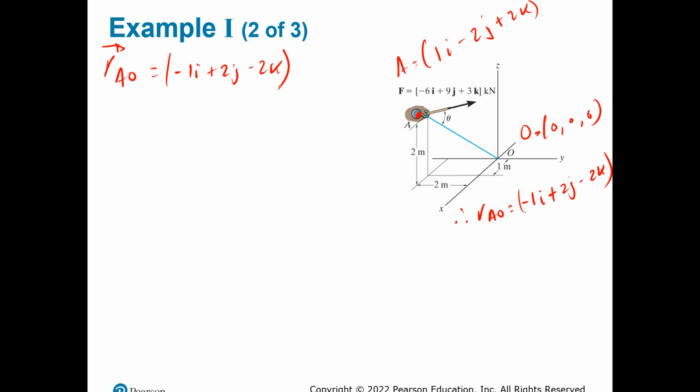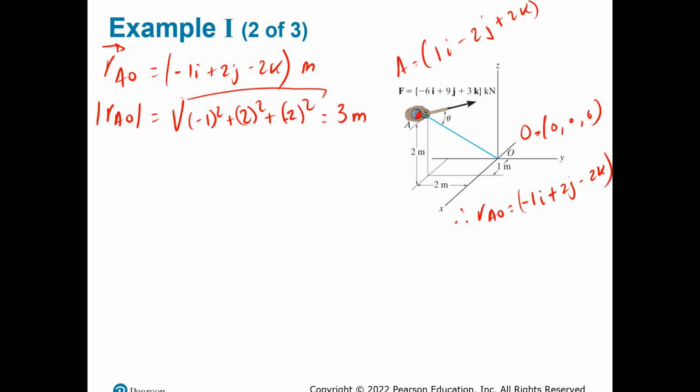Perfect. So now if I need to find the magnitude of this vector, and this is in meters, don't forget. So if I need to find the magnitude of r_AO, it will be equal to the square root of each one of its components squared: 1 squared, 2 squared, negative 2 squared. If you do the calculations, this is equal to 3 meters.